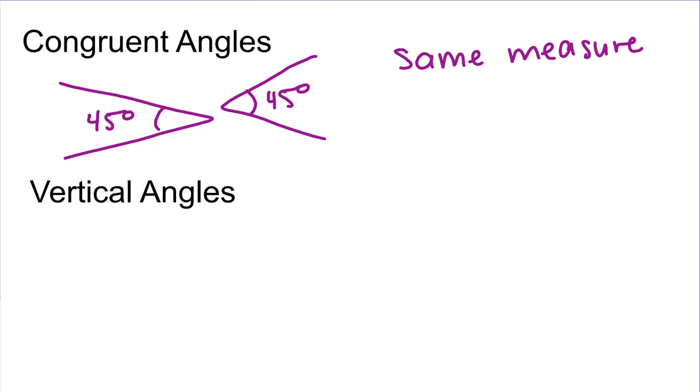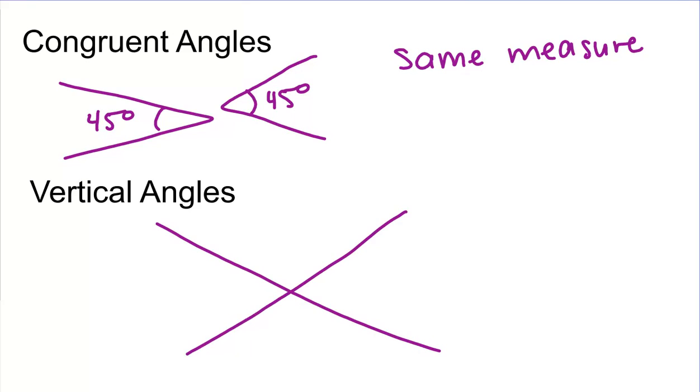Now, vertical angles are formed by the intersection of two lines. So if we have two lines here, vertical angles are the opposite angles formed. So let's say we have this angle and this angle. Those are vertical angles because they are opposite. And then we have this angle and this angle.